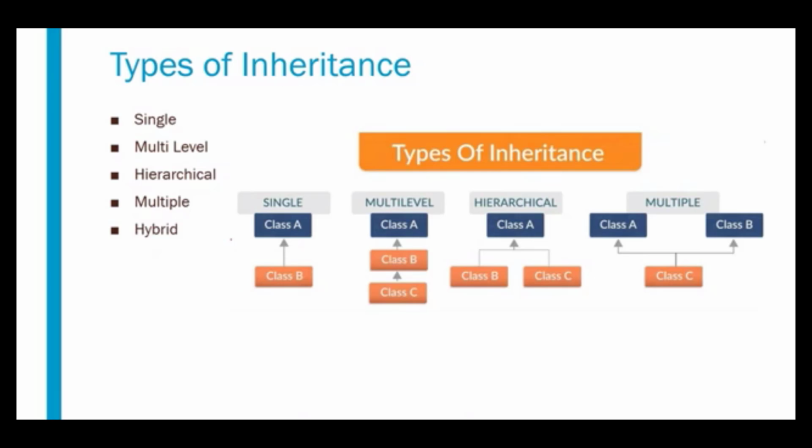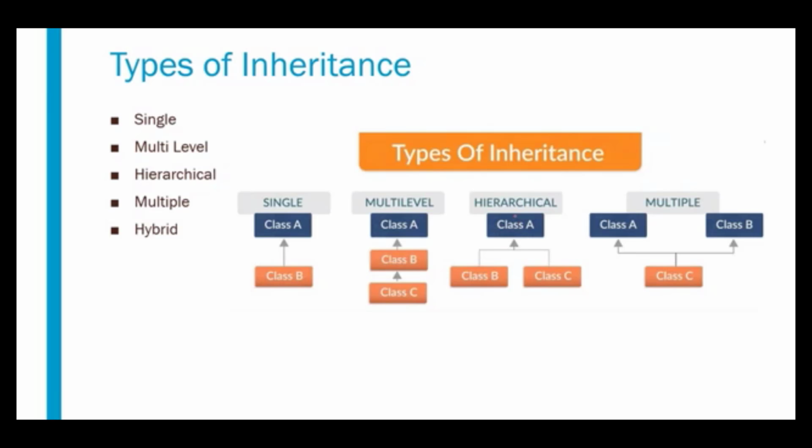Single inheritance means there is only one parent class and one child class. That is single inheritance. Multi-level means we have multiple levels, like one parent has a child and the child has one more child, like this. We can create any number of levels like this. So B acquires everything from class A and C gets complete functionality from B. Like this we can create multiple levels. It is multi-level inheritance.